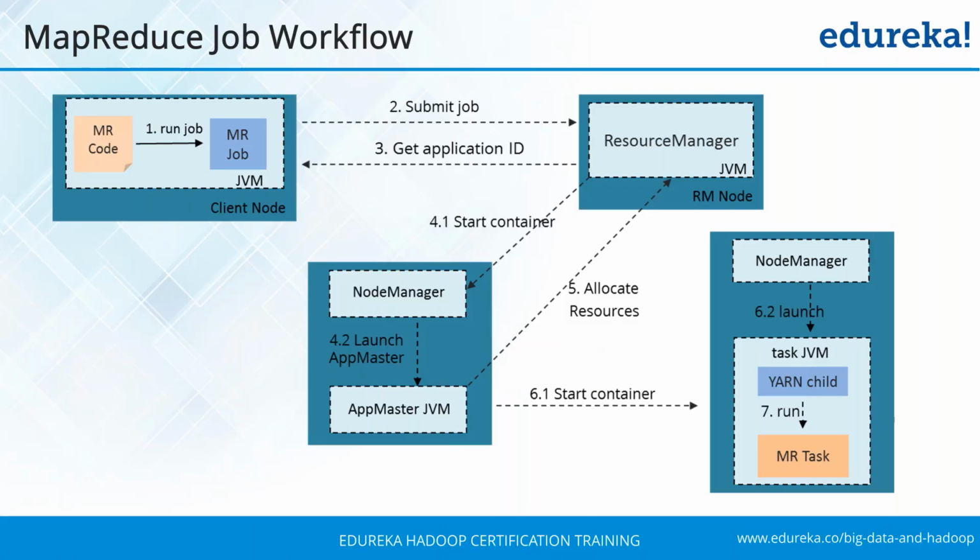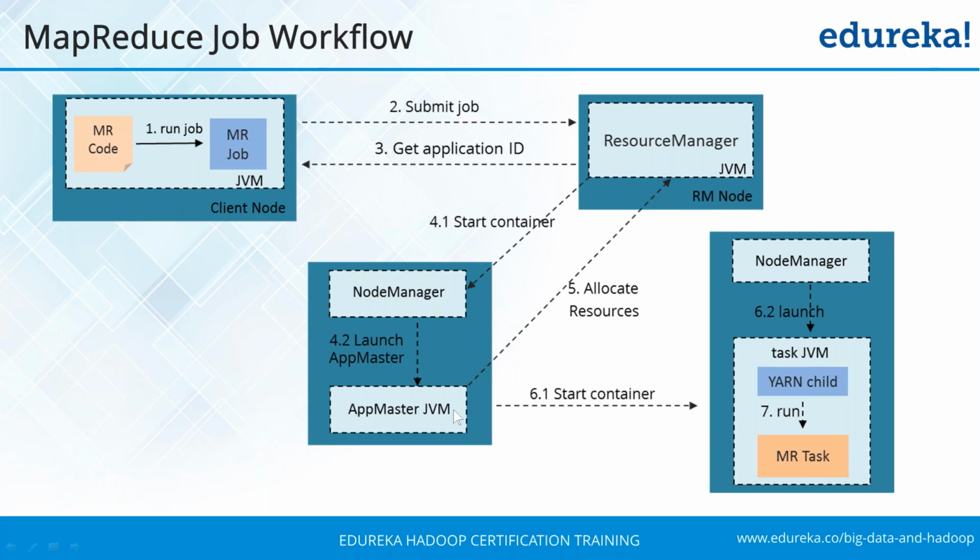So yarn-site, this is how the workflow is, guys, when you are submitting a MapReduce job in yarn. So this is your MapReduce code, and you start your yarn command to execute this MapReduce job. How it works: you will submit the job to the resource manager. Resource manager will come back saying, okay, this is the application ID you're going to use. After that, resource manager will create an application master via node manager. So basically resource manager will ask the node manager to create an application master.